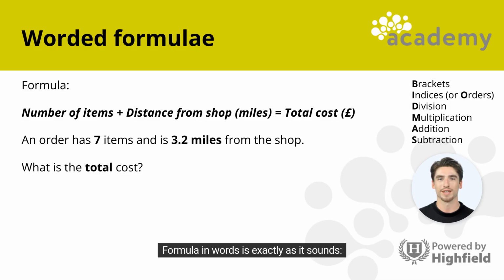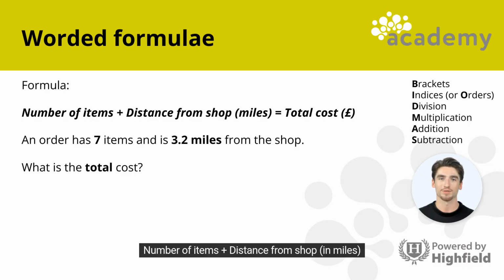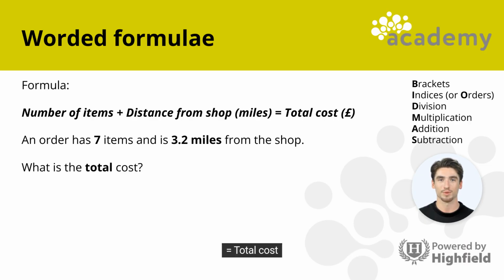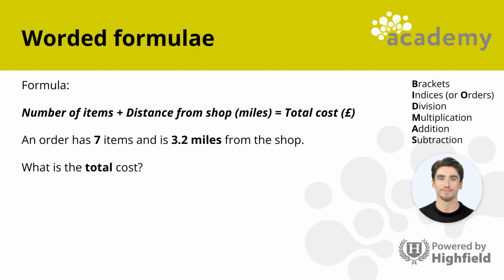A formula in words is exactly as it sounds. The formula itself uses words rather than numbers. We still need to substitute numbers to solve a problem. Here's an example. Number of items plus distance from shop in miles equals total cost. An order has 7 items and is 3.2 miles from the shop. What is the total cost?